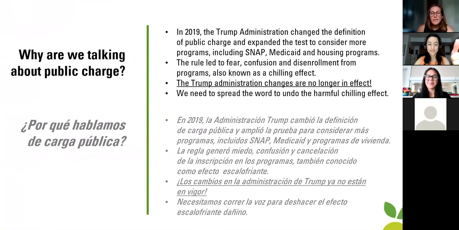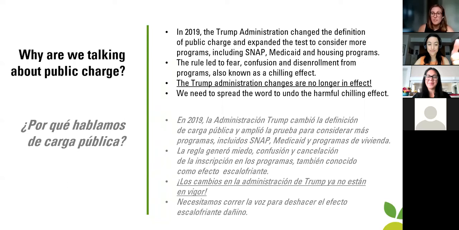But if this concept is not new, why are we talking about it now? And why has it been in the news lately for the past couple of years? And the reason is because Trump's administration tried to change the rules for public charge to make it more expansive and to include other housing programs and other services such as SNAP and Medicaid.